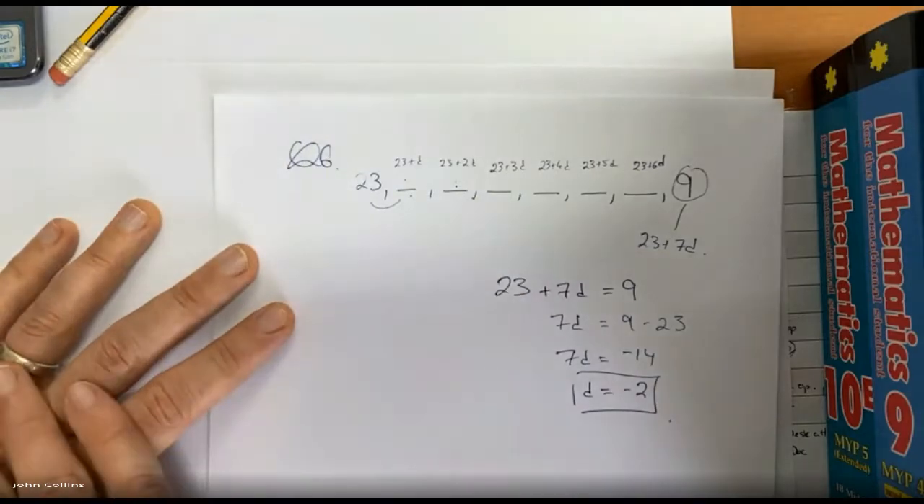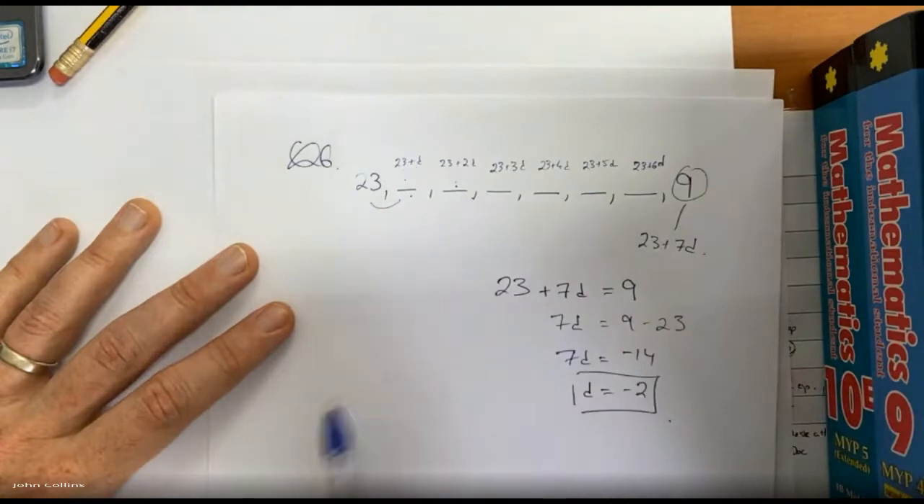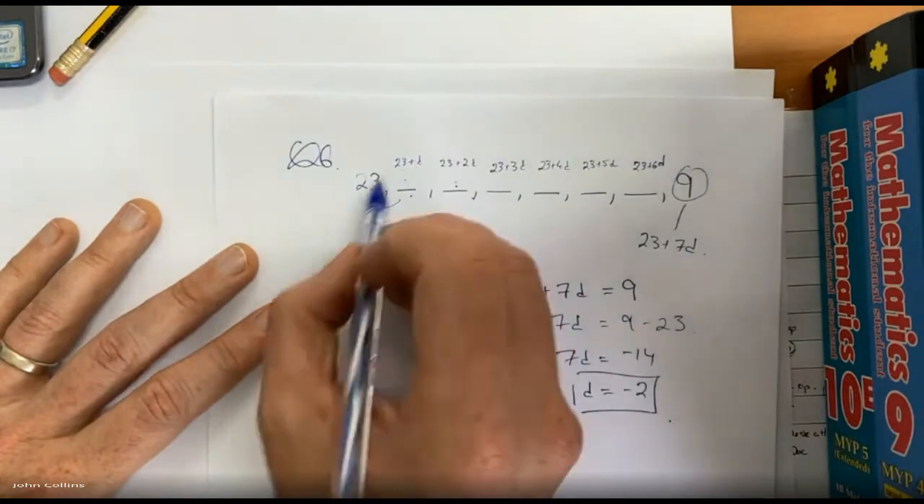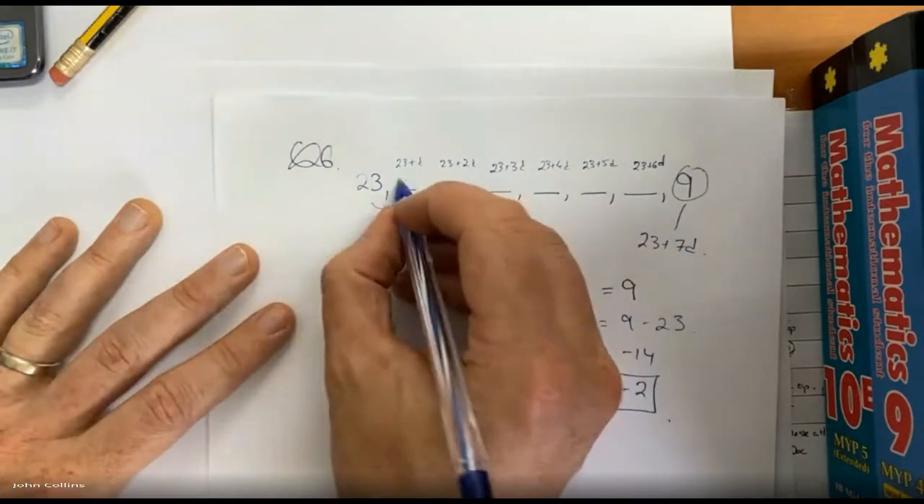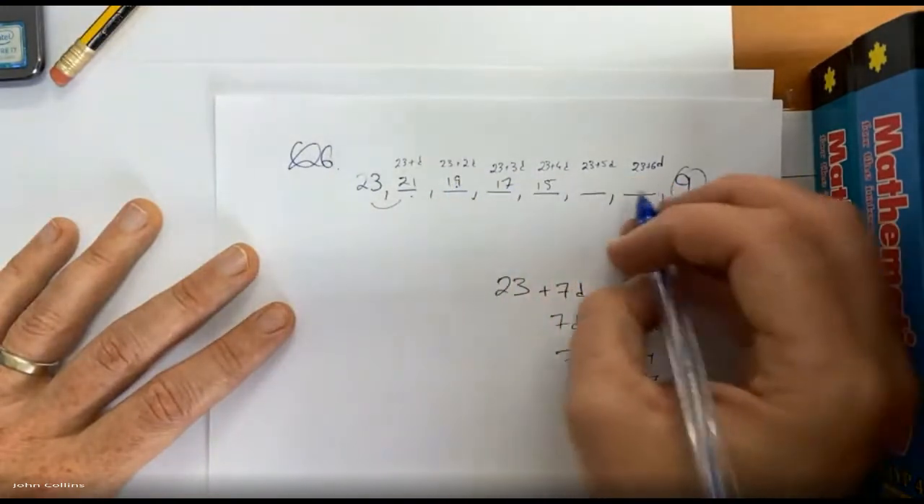So that's solving algebra. Possibly you could have solved this one by trial and error, because you know it's going down, so how much is going down by. So 21, 19, 17, 15.